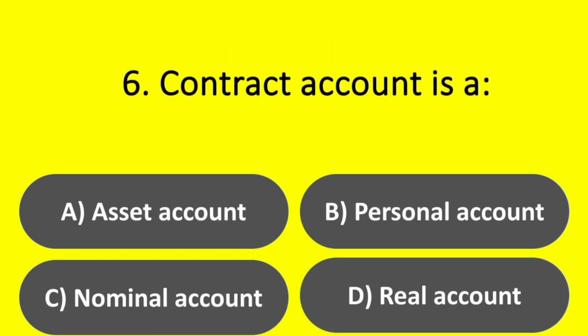Question. Contract account is a: option A, asset account; option B, personal account; option C, nominal account; option D, real account. Answer: option C, nominal account.